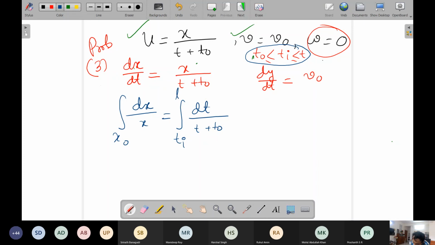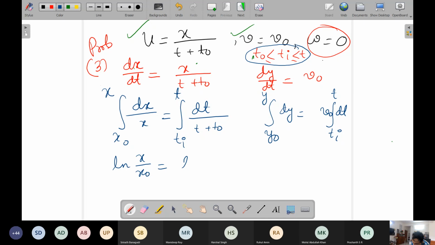And now the time is t as per the definition of the problem. And now say such a particle is located at x. Similarly, you have dy is equal to v0 dt. So at t equal to ti, you have y equal to y0, and at t equal to t, you have y equal to y. So you have ln of x by x0 is equal to ln of (t plus t naught) by (ti plus t naught). And here it is y minus y0 is equal to v0 into (t minus ti).